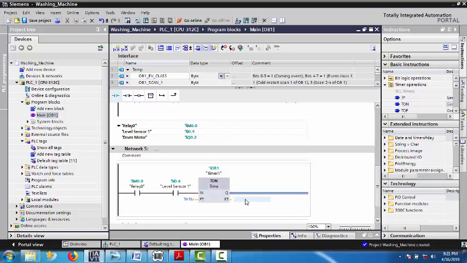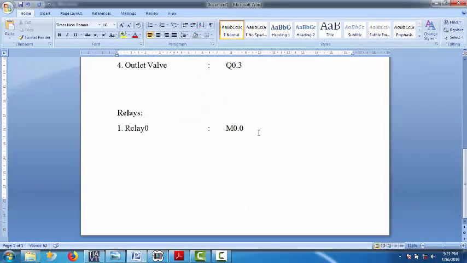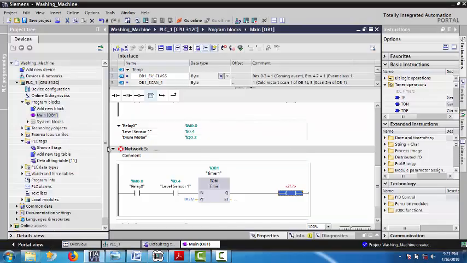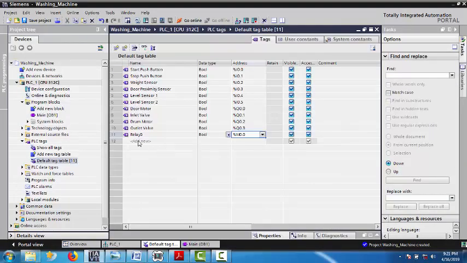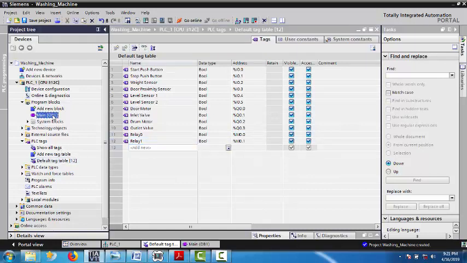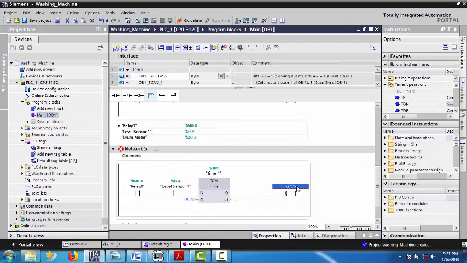It is the same. I have always told you the output of a timer is always a relay. So we'll have to write this relay. We'll write it over here: after relay 0, relay 1. And 0.1. I will have to write it in the tag table, you don't have to do this in the exam. Relay 1, same M0.1. So after 5 minutes, relay 1 will turn on.